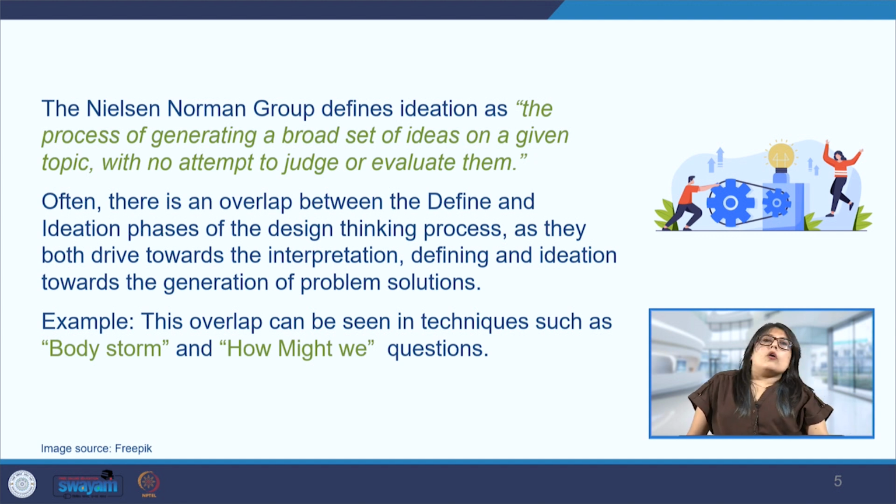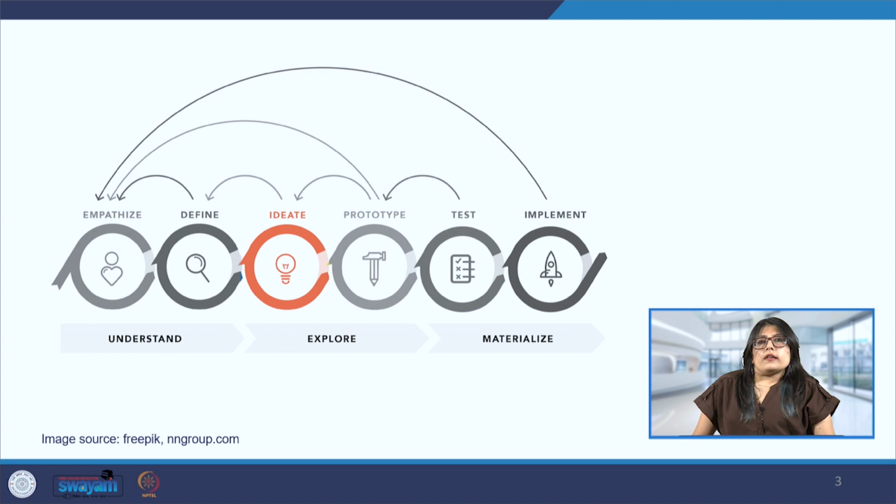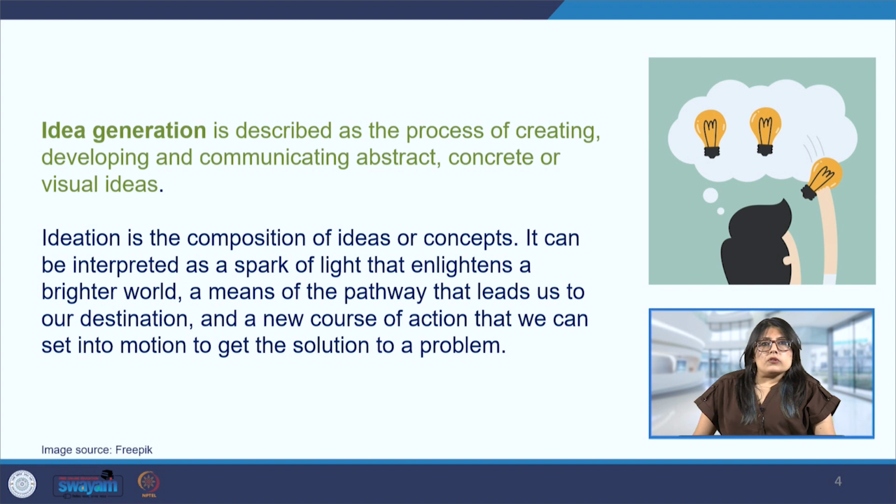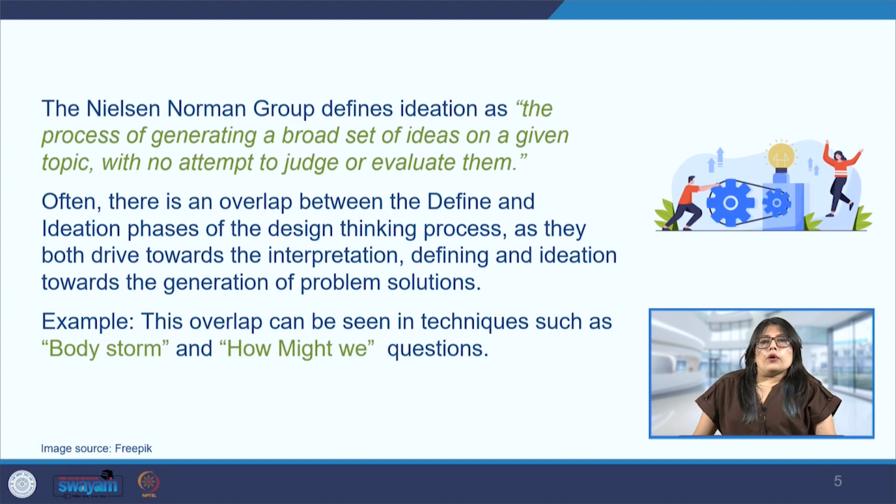Often when we are ideating, there will be an overlap between the define and ideation phases. One reason is that they are next to each other. If we recall these steps, we will see that define and ideate are next to each other. So there may be some overlap, but we will also discuss with an example how it may really take shape. Now, two techniques: body storm and how might we questions.